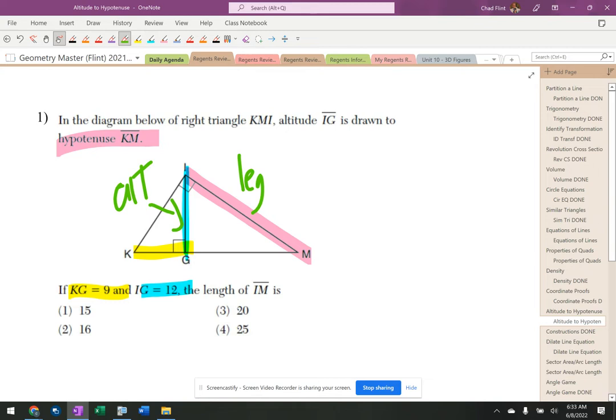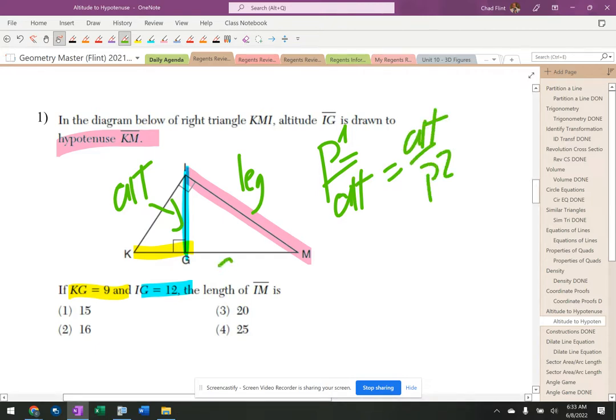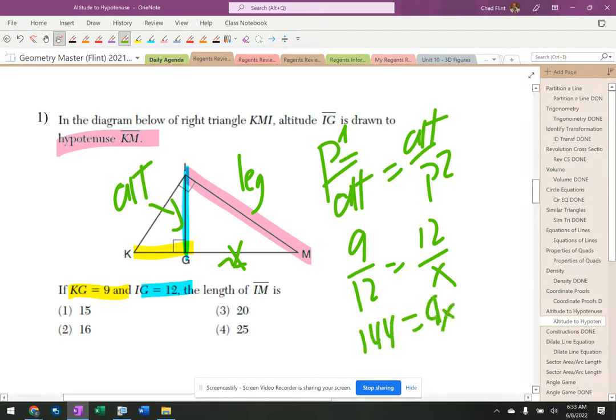The shortest way is if you know these two things, it's piece 1 over altitude equals altitude over piece 2. And that's going to get me this right here. So piece 1 is 9, altitude is 12, altitude is 12, piece 2 is x. So I cross multiply that, I get 144 equals 9x. I divide by 9.